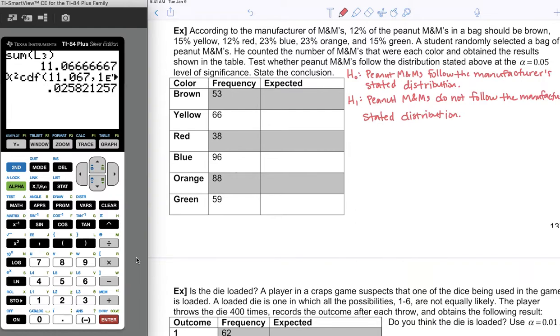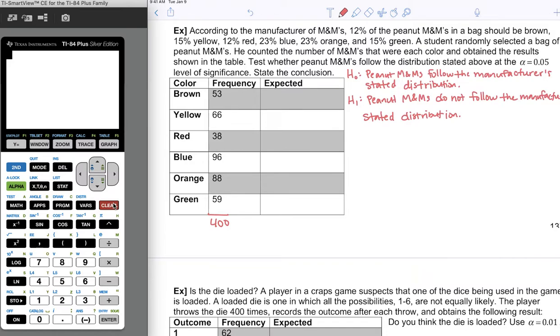Okay, and we have a little bit of work to do before we can get the p-value. First of all, we have the observations here in the table on the frequencies of each color. We do need to add those up to find out how many M&Ms were in the bag total, which we need to find the expected counts. So in the bag total, if you add these up, you get 400. So now we can use that to find our expected counts.